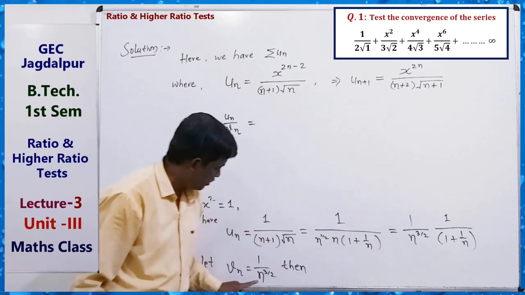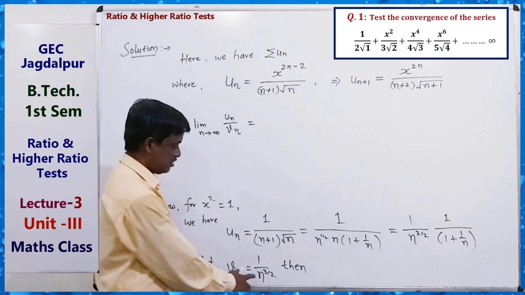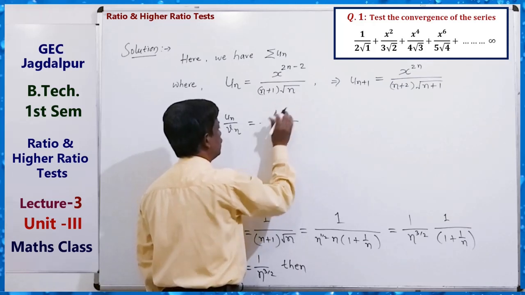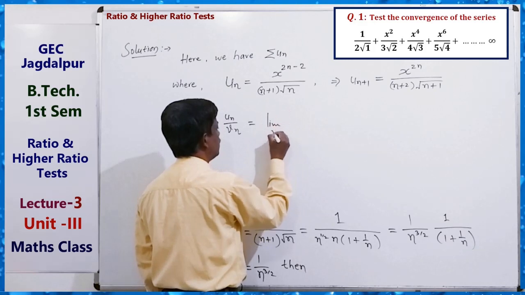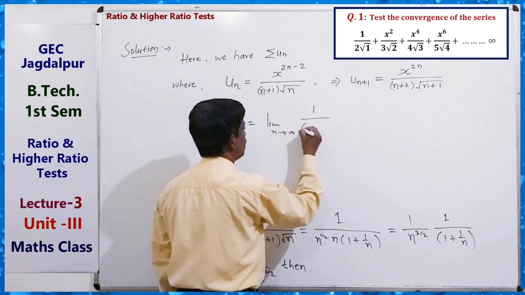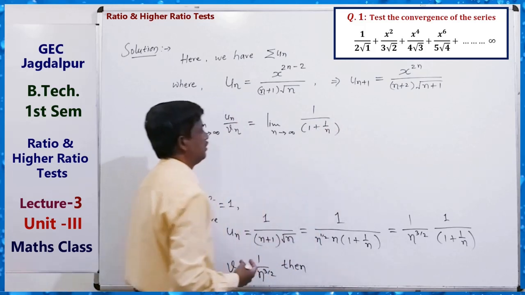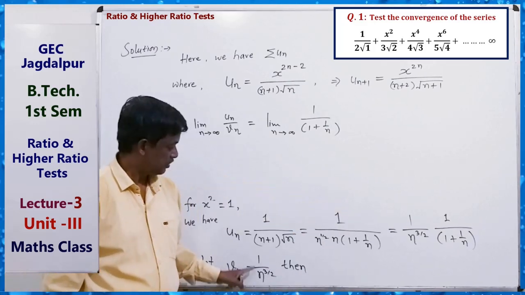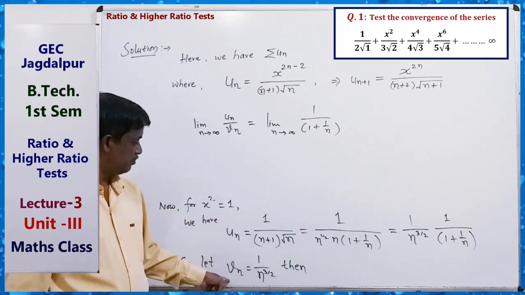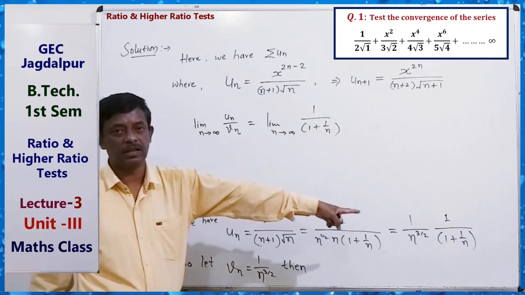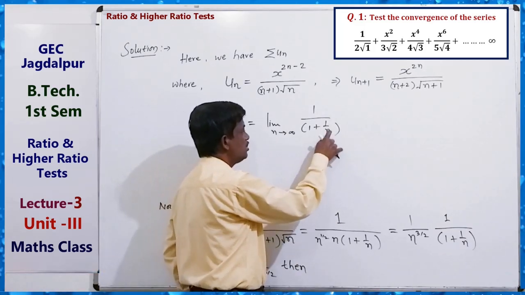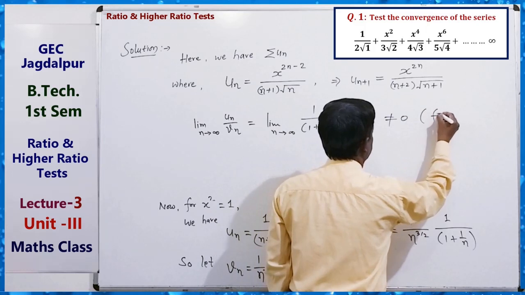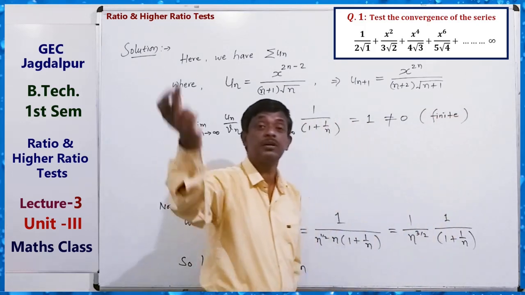So this divided by this, what? This will be cancelled and we get 1 upon limit n tending to infinity 1 upon 1 plus 1 by n. Because 1 upon n to the power 3 by 2, un divided by vn, this will be cancelled, so we just get like this. And now as n tends to infinity, 1 by n is 0, we get 1 by 1, which is 1, a non-zero finite number. This is the condition for the comparison test.